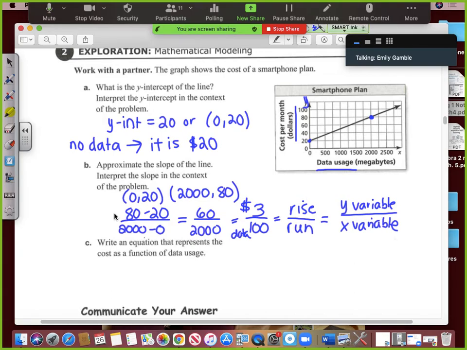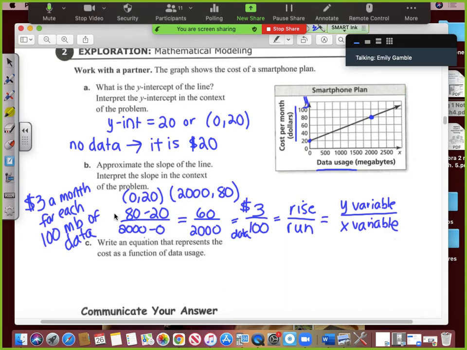Zoe? It's $3 for like 100 megabytes. Exactly. So this data plan says it's $3 a month for each 100 megabytes of data. That's what the slope means. Then how is zero data use $20? Because they must make you pay for the phone initially, which is a very cheap phone. Okay, so that's how that works.